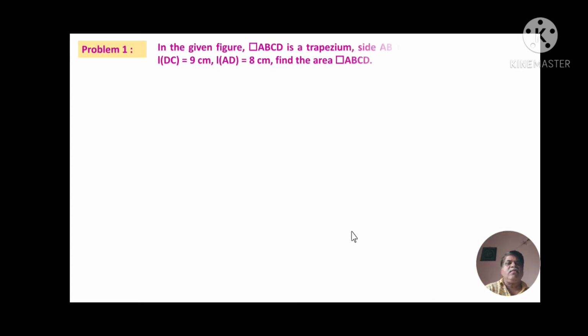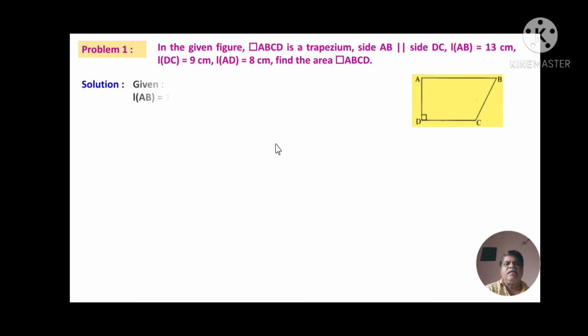In the given figure, quadrilateral ABCD is a trapezium. Side AB is parallel to side DC. Length AB is 13 cm and DC is 9 cm. AD is 8 cm. We have to find the area of the trapezium ABCD. Friends, here it is given that quadrilateral ABCD is a trapezium. Side AB is parallel to side DC. AB is 13, DC is 9 and AD is 8 cm. These are the given things.